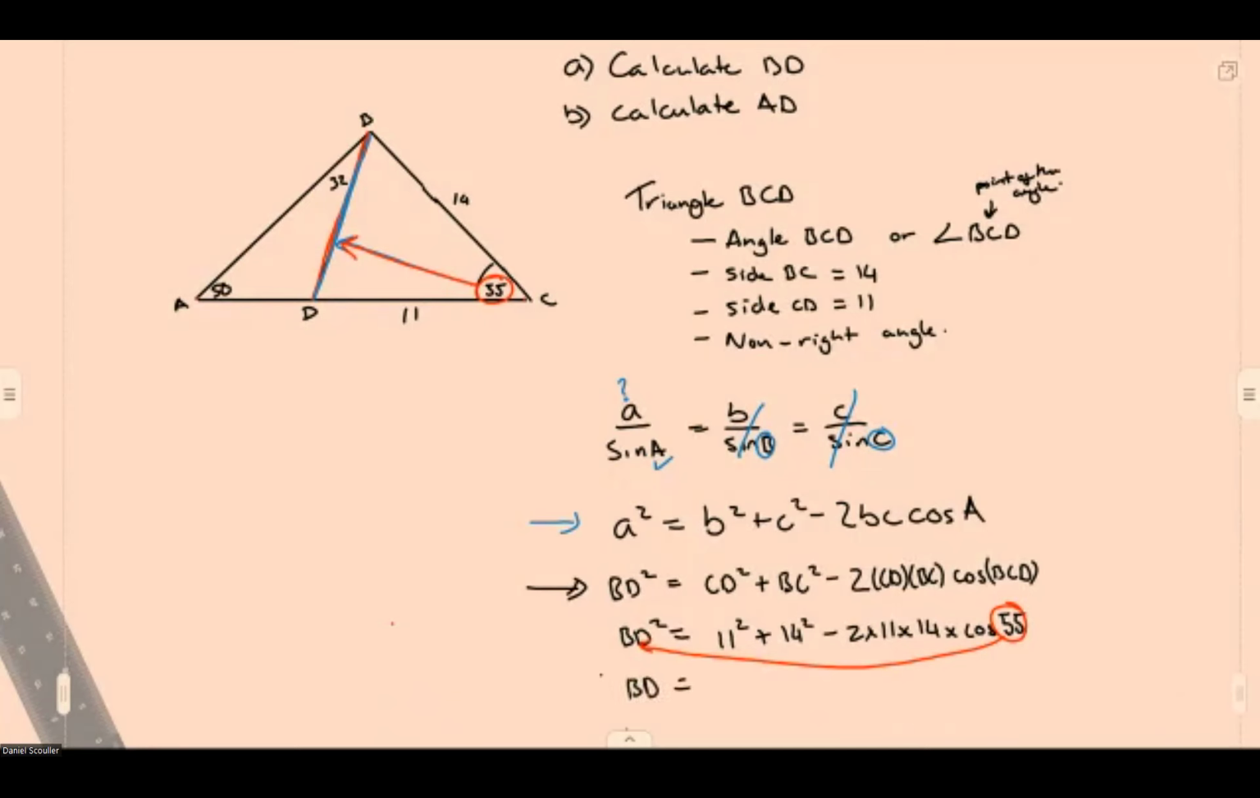Once we put that in our calculator, length BD will be the square root of 140.3, so BD equals 11.85. Whatever that's in, there are no units given, so centimeters, millimeters. Okay, so that's part A. That line coming down is B to D.